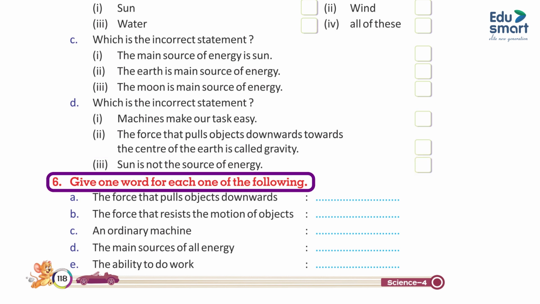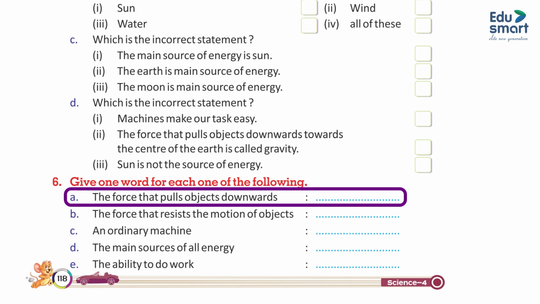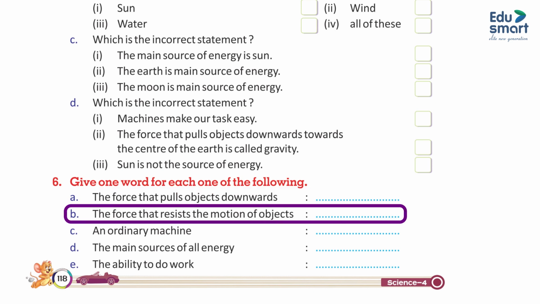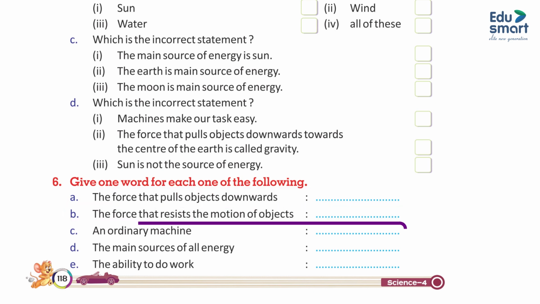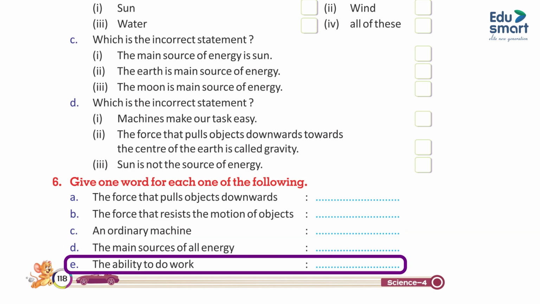6. Give one word for each one of the following. A. The force that pulls objects downwards. B. The force that resists the motion of objects. C. An ordinary machine. D. The main source of all energy. E. The ability to do work.